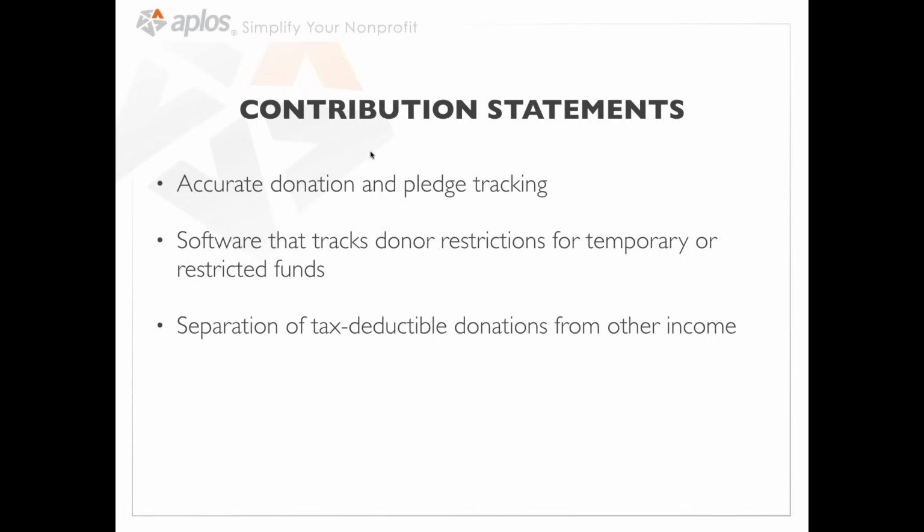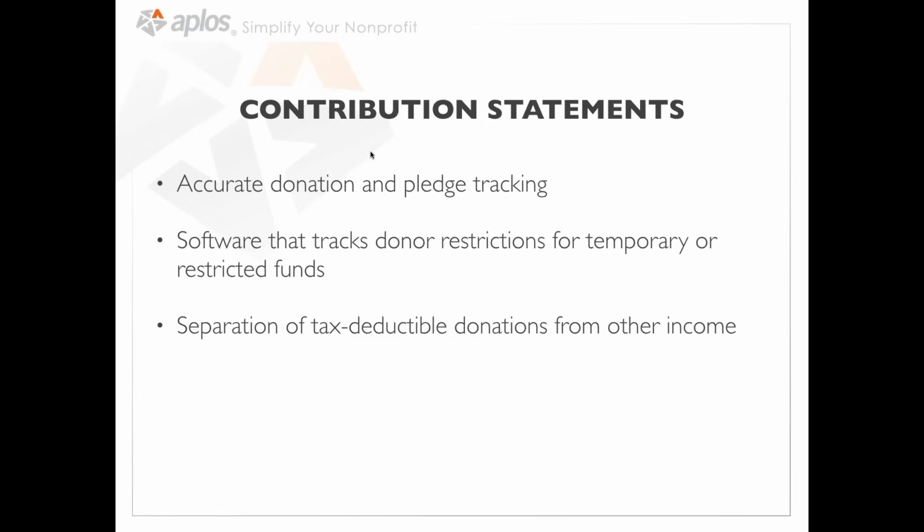And then for contribution statements, last thing here, in addition to fund accounting, you want to track income, expense, assets, liabilities, and fund balances. But along with that is the money that people have given to you. And so if you are an organization that needs to provide giving statements for money received from people, you're going to need some sort of feature that can help you track contribution statements. So being able to track accurate donation and pledge tracking.